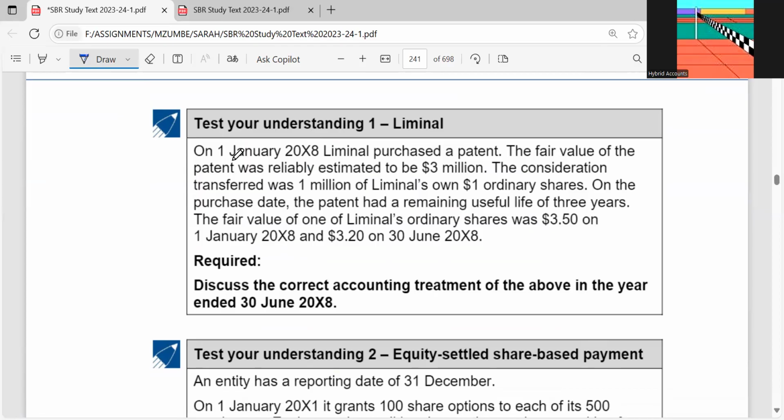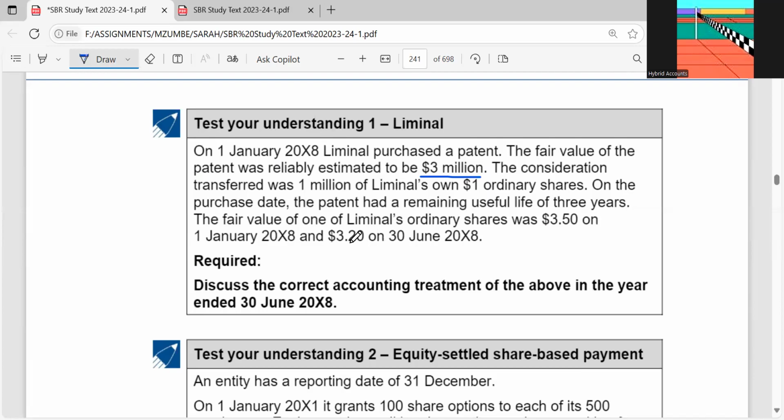On 1st January 2008, Liminal purchased a patent. The fair value of the patent was reliably estimated to be $3 million, right? The consideration transferred was 1 million of Liminal's own $1 ordinary shares. On the purchase day, the patent had a remaining useful life of 3 years, and the fair value of one of Liminal's ordinary shares was $3.5 on 1st January 2008 and $3.2 on 30 June 2008.